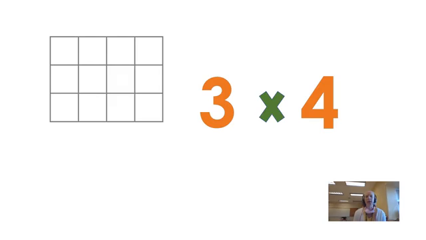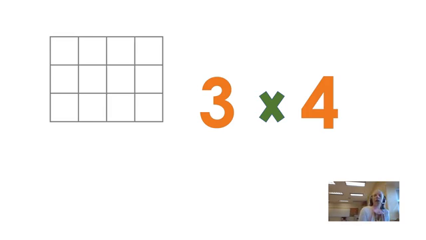Go Lions! Today we are learning about the distributive property. The distributive property of multiplication is when you break up one of your factors to make it easier to multiply. We are going to start off with 3 times 4. To the left, you will see an array for 3 times 4. In the next slide, I'm going to show you how I am going to break up the factor of 4.